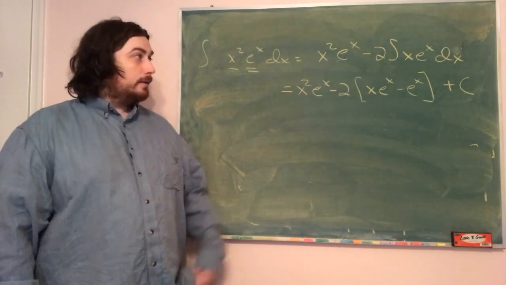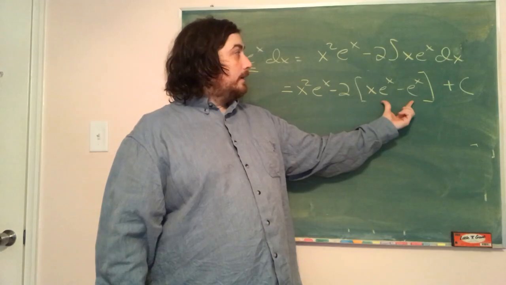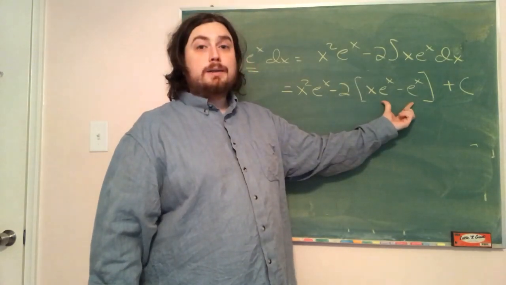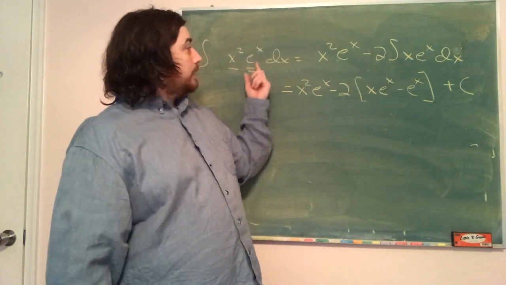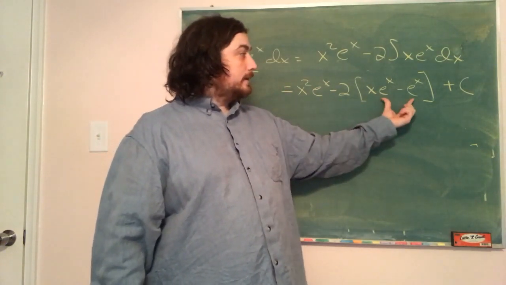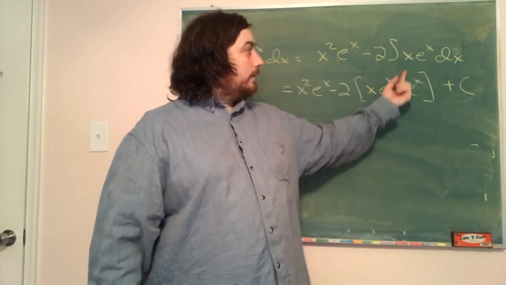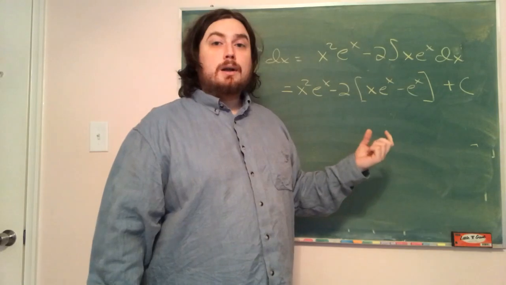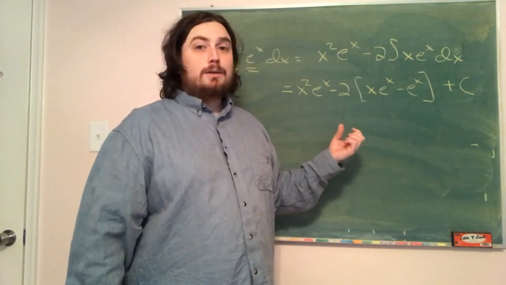Now that we've found the integral of x e to the x dx, all I'm going to do is substitute that integral in here. So I'm taking the answer from before and substituting it in. And so I realize that the integral of x squared e to the x dx is x squared e to the x minus 2 times x e to the x minus e to the x. And then we had, for the integral of this portion, a plus c in there. We don't need the plus c every single time, we just need to make sure that we have a plus c at the end of the integral.